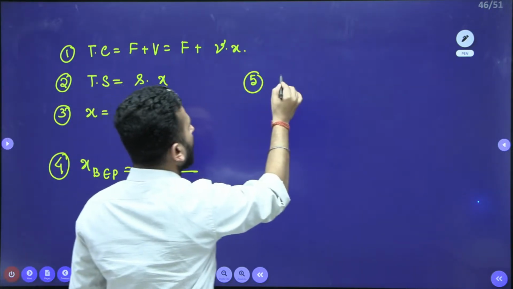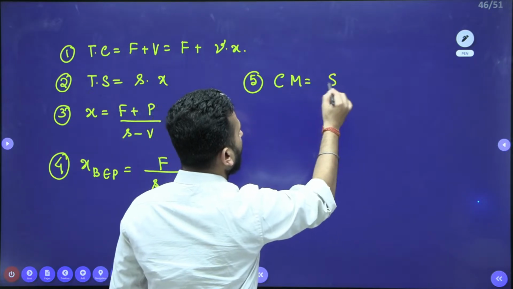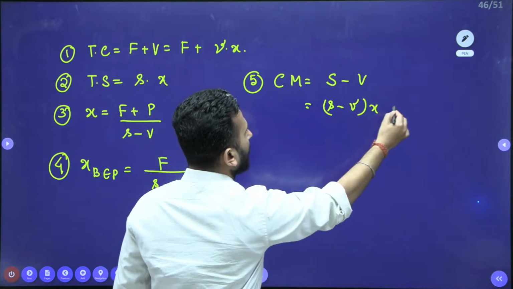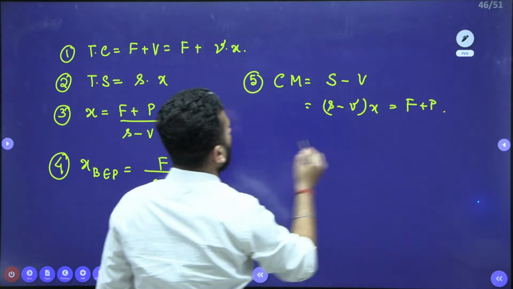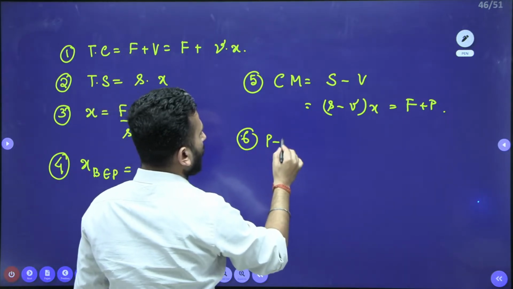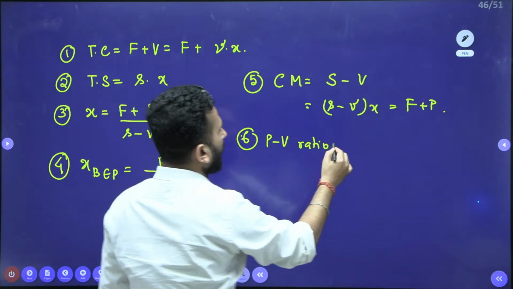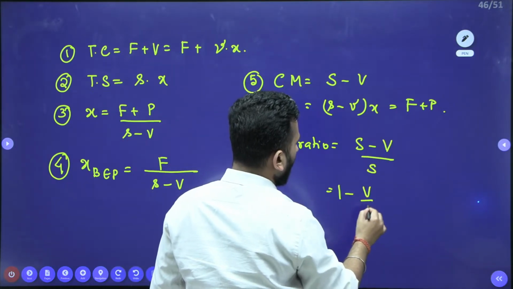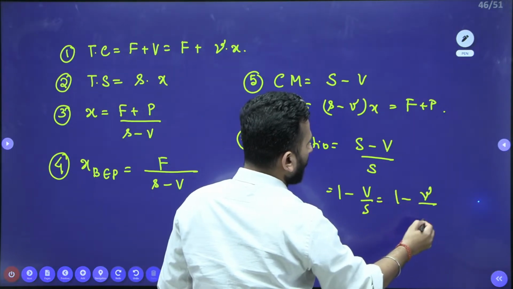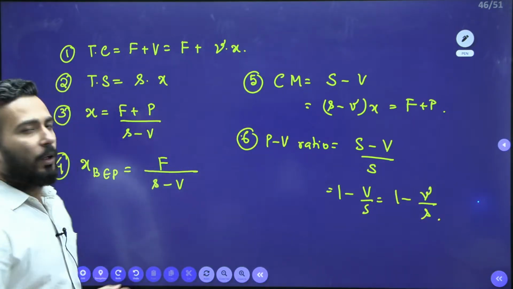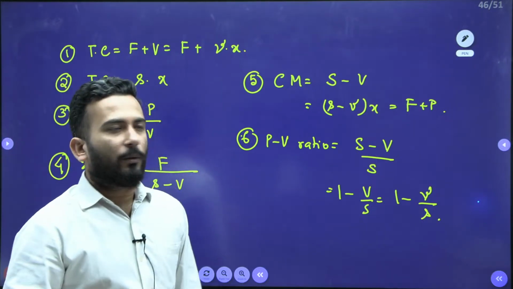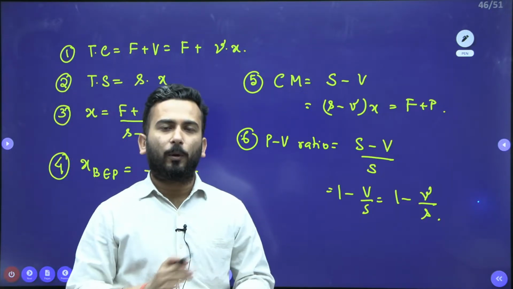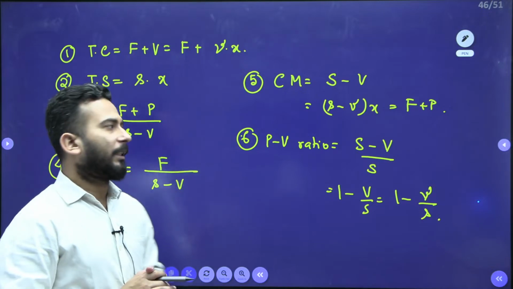Fifth, there is the contribution margin. Contribution margin is S minus V. Sometimes this is also equal to F plus P. Then there is the profit to volume ratio. Profit to volume ratio is nothing but S minus V in terms of S, that is 1 minus V by S, 1 minus small v by small s. So all the formulas of break-even analysis I have written on this single screen, and there are no more formulas in break-even analysis, my dear friends.